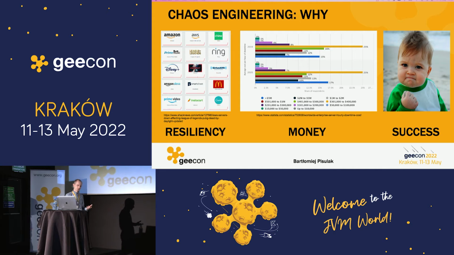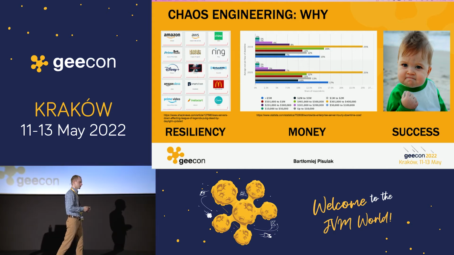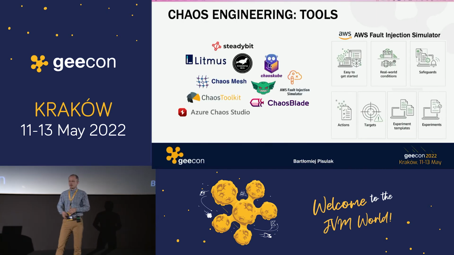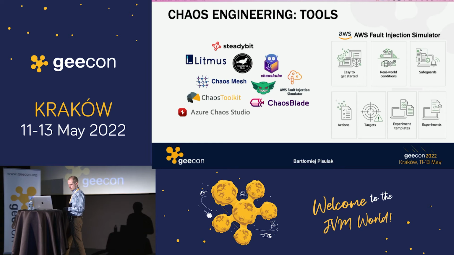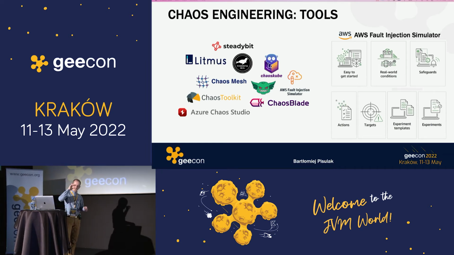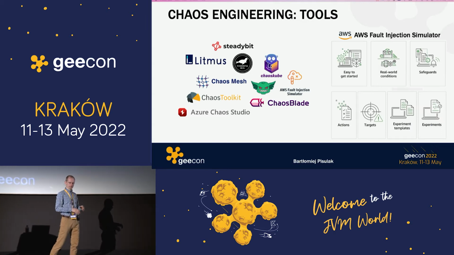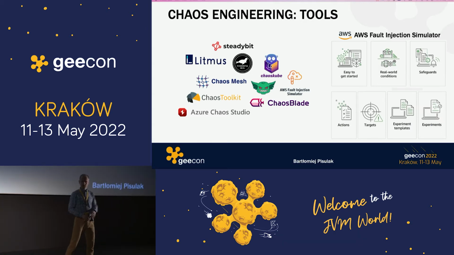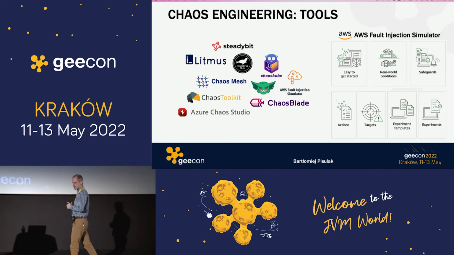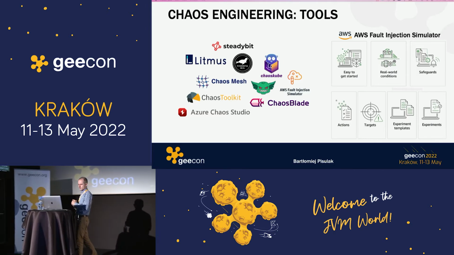If you have a big scale, this is really making a difference. So why chaos engineering? Resiliency, money, and overall success of a company or organization. A few words about tools, and then we're going to jump to AWS Fault Injection Simulator, so FIS. There are plenty of tools out there, and most of the names have chaos somewhere in the name. So you have Chaos Mesh, Chaos Toolkit, Chaos Blade, and there's also Gremlin that I mentioned previously. And of course, today we're going to be focused on AWS FIS.